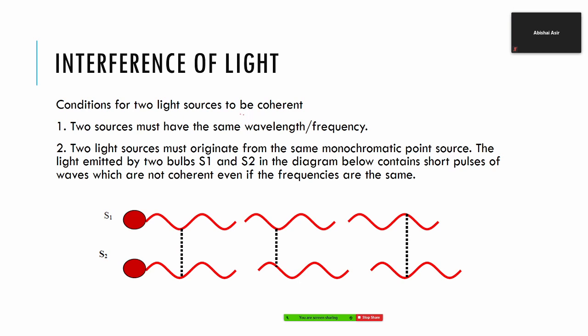The condition for two light sources to be coherent is that they must have the same wavelength or frequency. Of course, when we have the same wavelength and frequency, the phase difference will be constant along the two waves. Two light sources must originate from the same monochromatic point source.